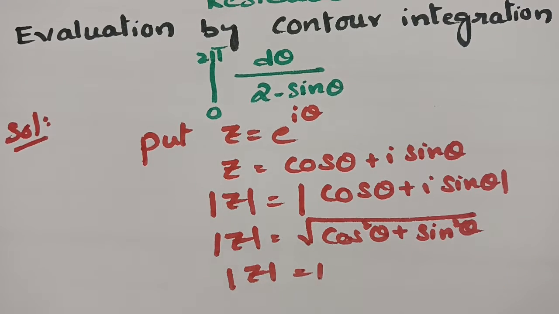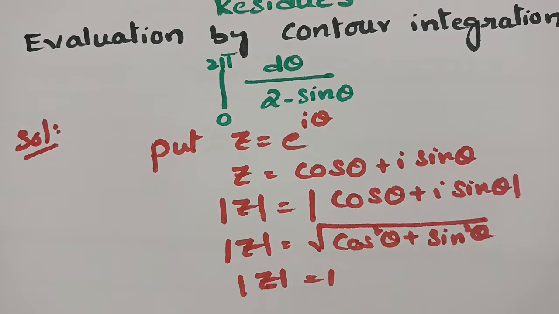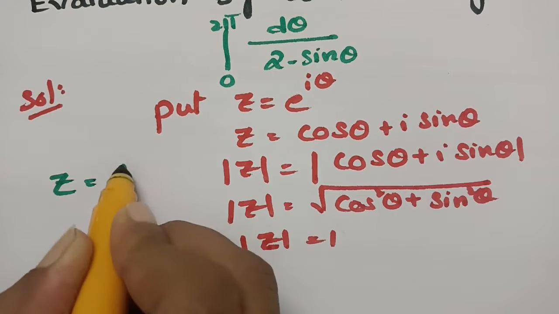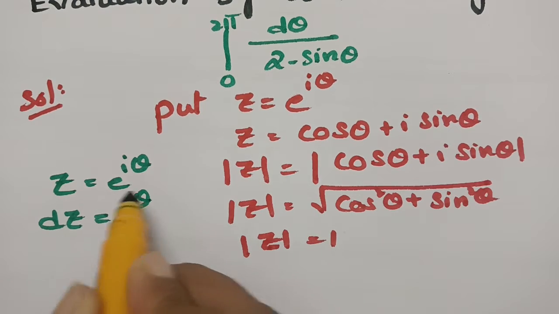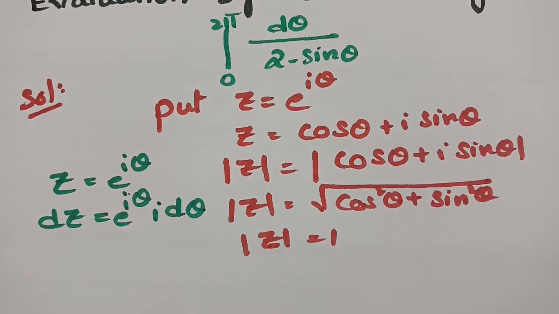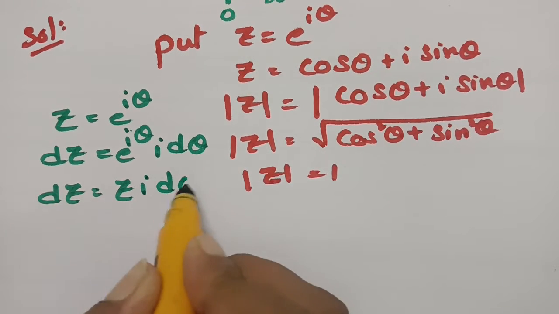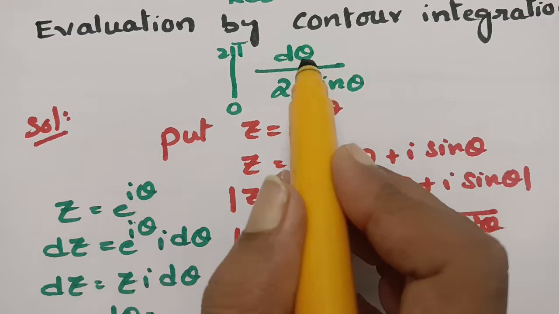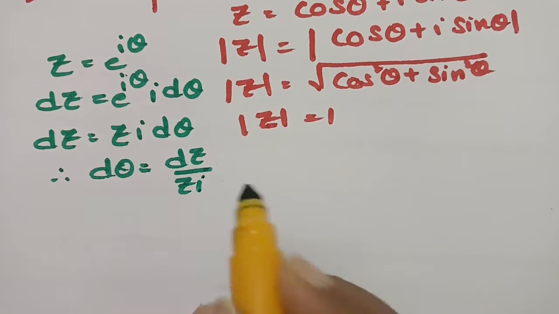So we got the contour as a unit circle. It is a circle with center 0 and radius 1. The next thing we have to calculate is d theta. As you know, z is equal to e power i theta, and if I take the derivative on both sides, dz is equal to e power i theta into i times d theta. So e power i theta is equal to z, so dz is equal to zi into d theta. Therefore, we need the value of d theta in order to substitute here. So d theta is equal to dz by zi.